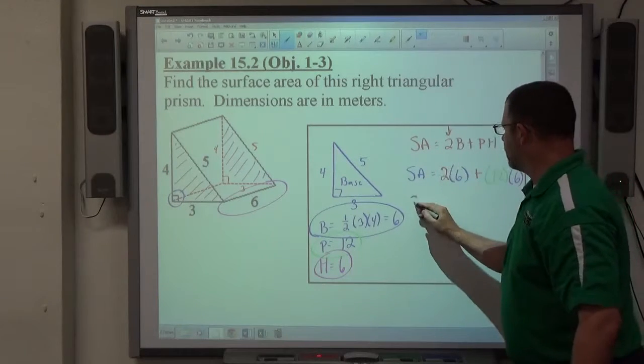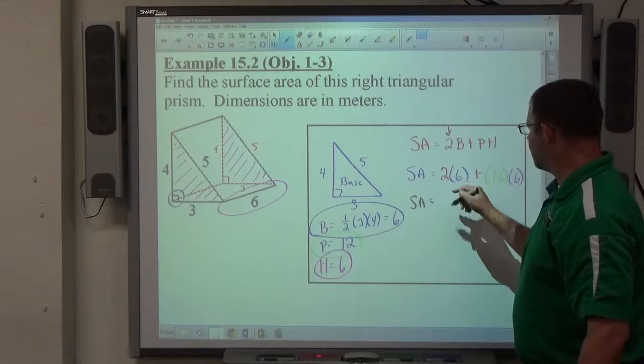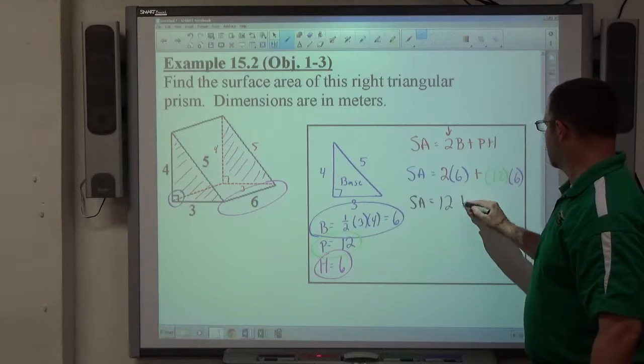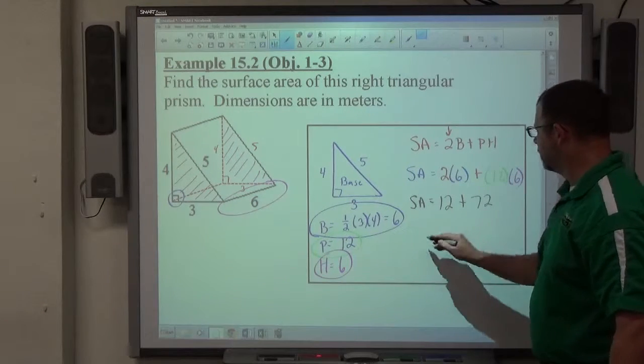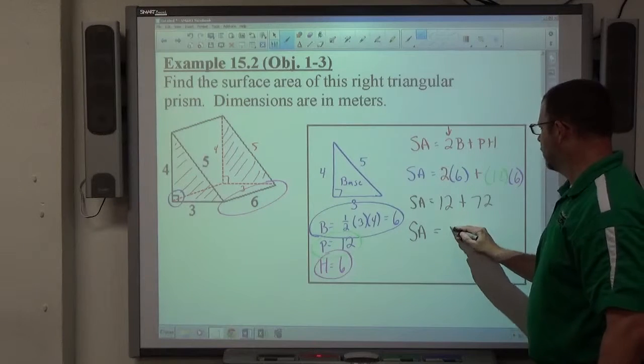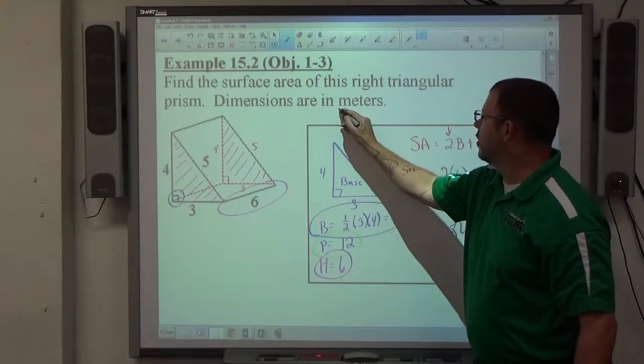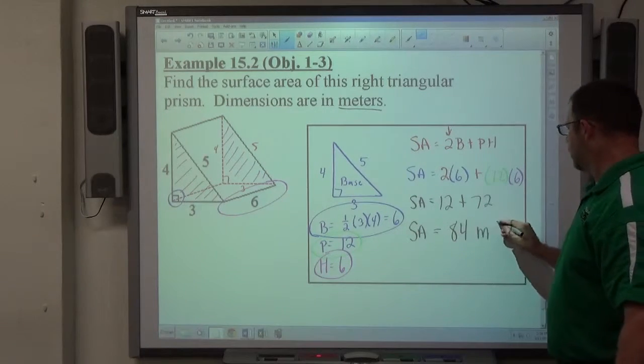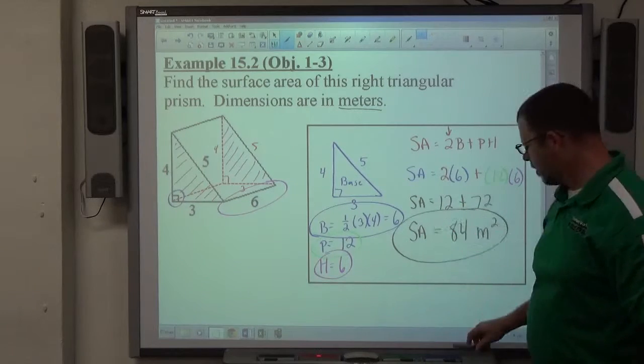So to get the answer, we simply evaluate products first. 2 times 6 is 12. 12 times 6 is 72. 12 plus 72 is equal to 84. This time our unit is meters, so we'll get meters squared for our final answer.